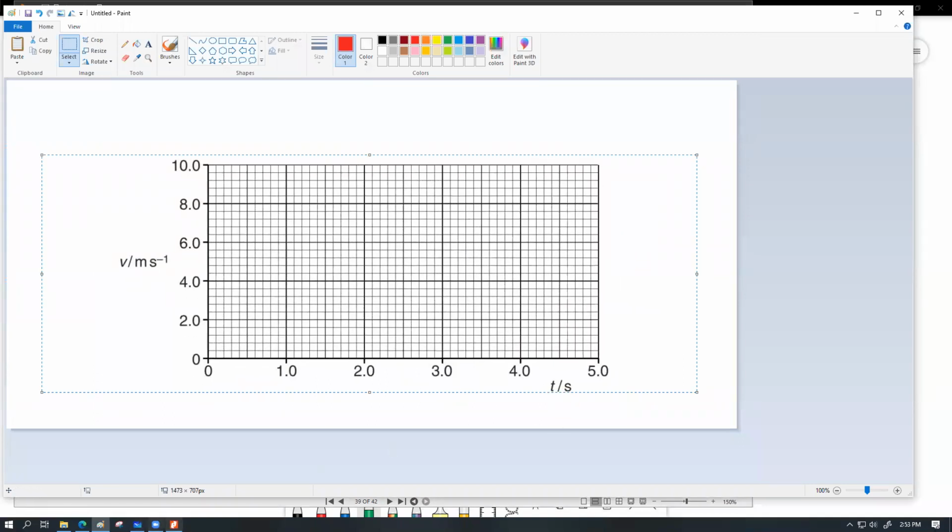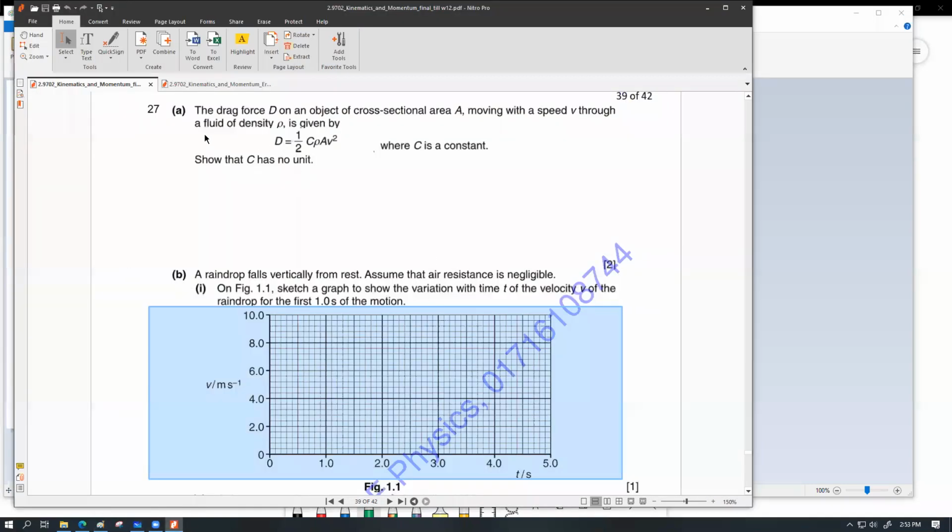I'll read the question through to make sense with you. Have a look at question 27. The drag force. Drag force is the other name for fluid friction. It might be water, it might be air, it might be glycerin, it might be oil, it could be anything. Fluid, something fluid. You're moving some object through a fluid, you're having a drag force. The drag force D on an object of cross-sectional area A moving with a speed V through a fluid of density rho is given by this equation. So this is a new equation that you're coming across.